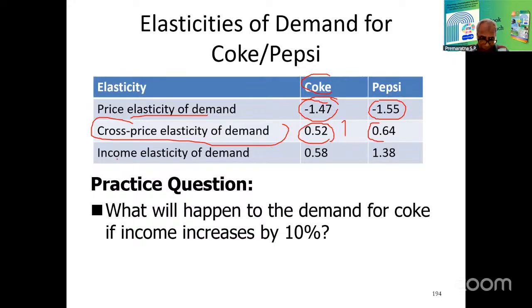Especially the last point, income elasticity of demand also. Now here look at the Coca-Cola income elasticity, in between 0 and 1. We know in between 0 and 1, we consider it a normal good, but it's still not an inferior good. Here the Pepsi is greater than 1, which means, according to the definition, Pepsi becomes a kind of superior good compared to Coca-Cola.